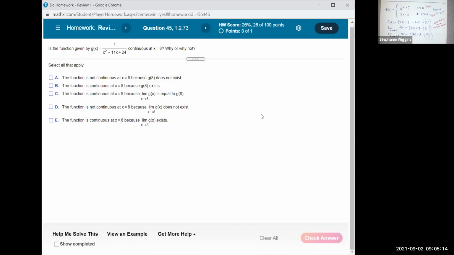All right, let's look at this one. Is the function given by g of x continuous at x equals 8? Why or why not? Well, the first step is to calculate the function value. G of 8 is the first step when you're trying to decide if something is continuous. So this is number 45. And I'm going to copy this function down. G of x equals 1 over x squared minus 11x plus 24. And we're looking at x equal to 8.